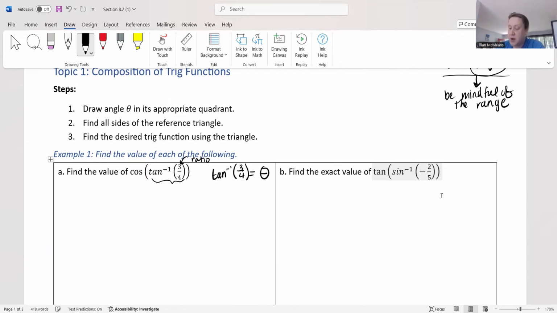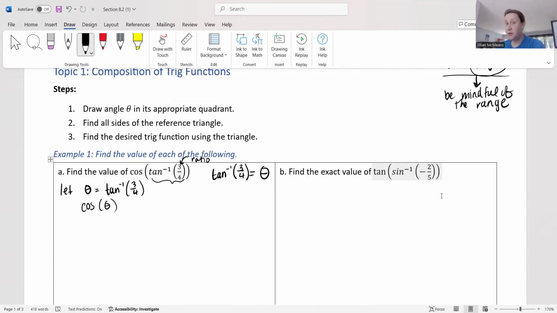So that's what I can do. I can start by saying, okay, let's let theta equal inverse tan of 3/4, and then essentially all I'm doing is finding cosine of some angle theta. Well, that's not too bad, right? We could do that, okay? So let's go ahead and think about this.